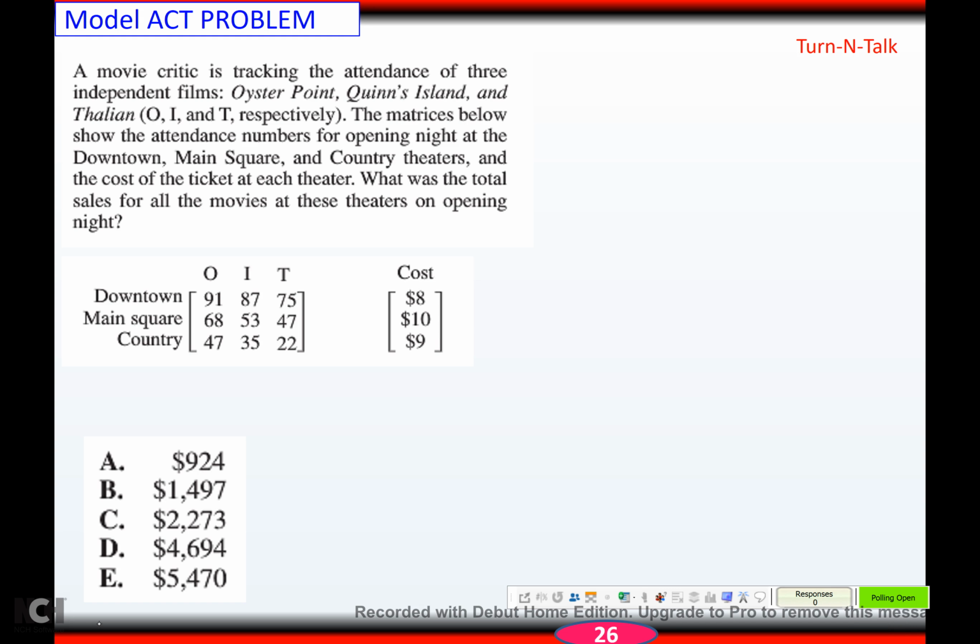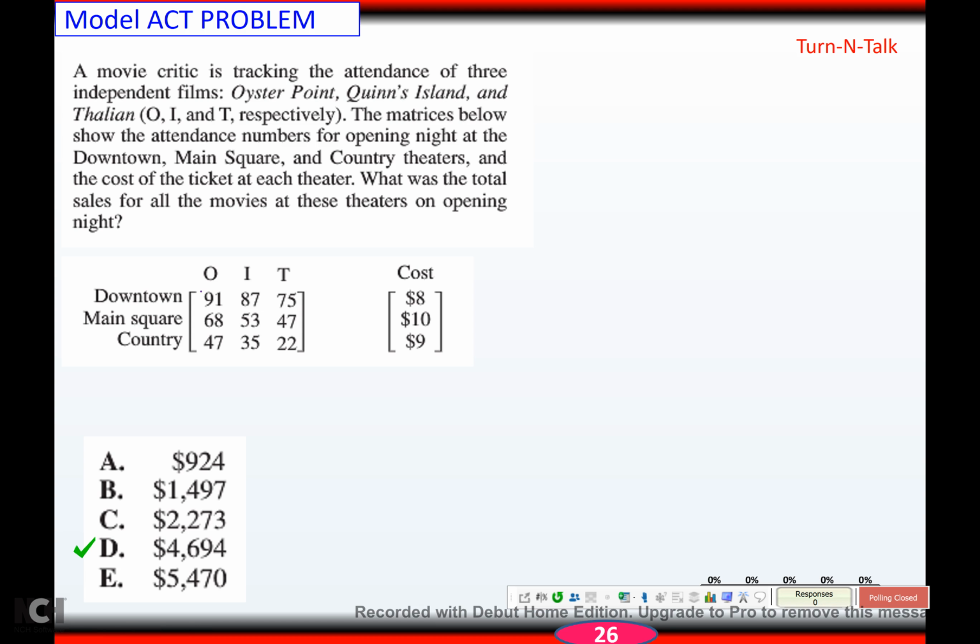Try this one, hit pause, come back when you're ready. Alright, we could do this with matrices, but you don't have to. It says a movie critic is tracking the attendance of 3 independent films, Oyster Point, Quinn's Island, and whatever that says. The matrices below show the attendance number for opening night at the downtown, Main Square, and county theaters, and the cost of the tickets at each theater. What was the opening sales for all the movies at these theaters on opening night?